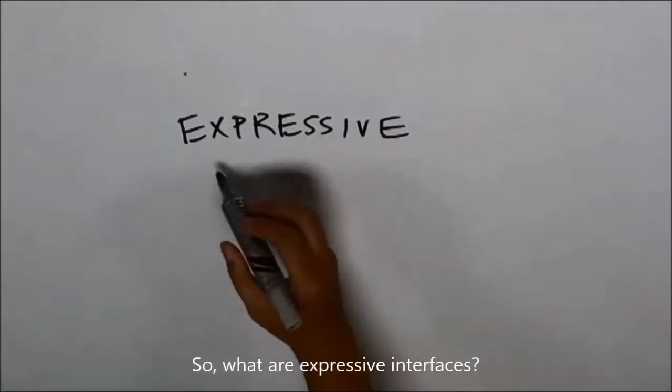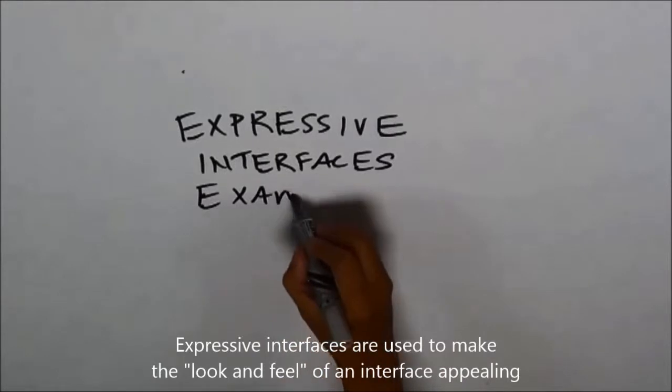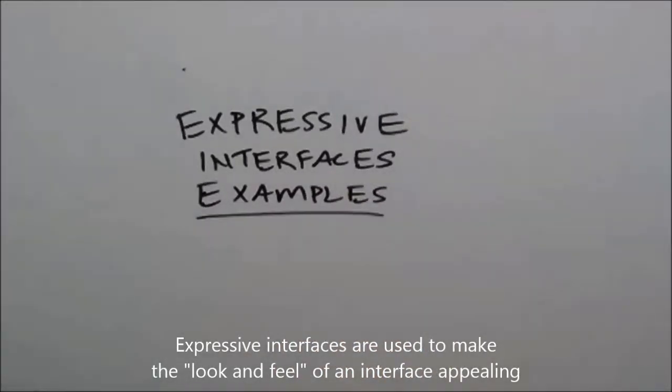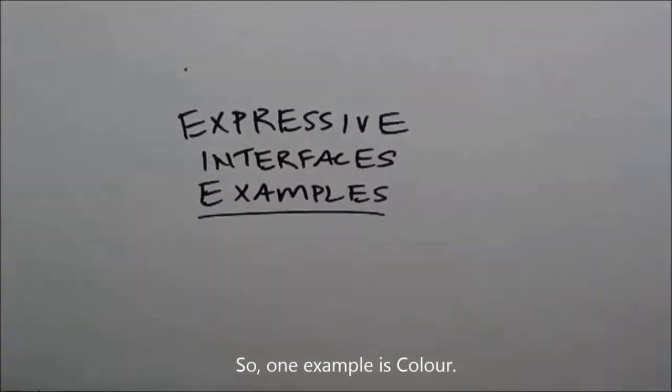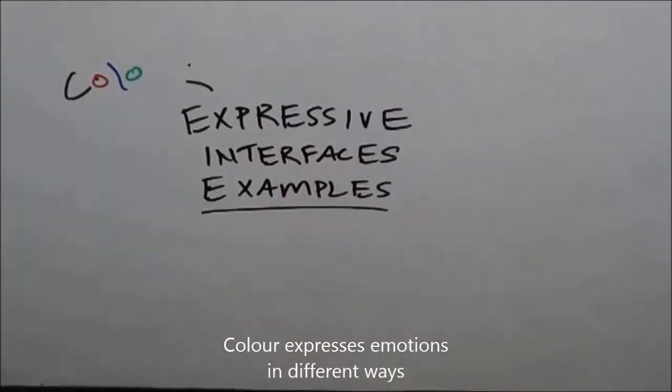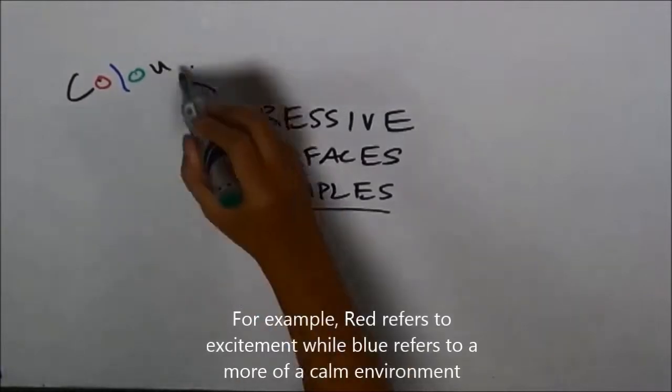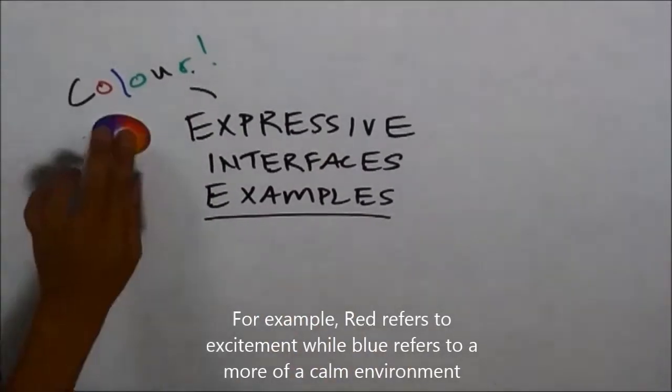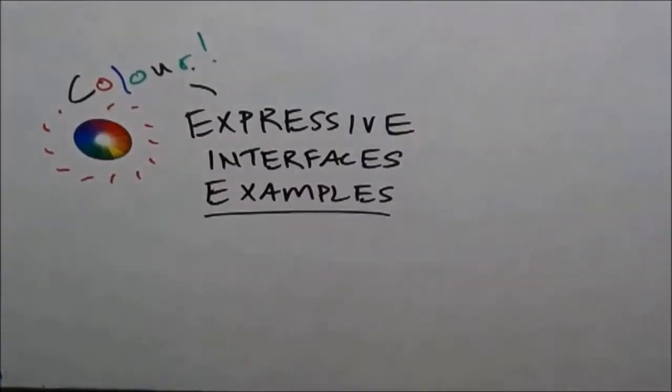So, what are expressive interfaces? Expressive interfaces are used to make the look and feel of an interface appealing. So, one example is color. Color expresses emotions in different ways. For example, red refers to excitement, while blue refers to more of a calm environment.